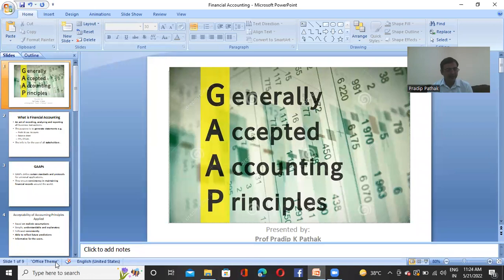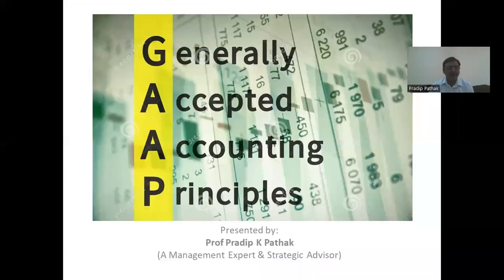I think it's visible to all of you. This is the topic of the day, generally accepted accounting principles, and this is a way of getting enrolled into the basics of accounting, which is a prerequisite for anybody who's trying to explore further possibilities in financial management or corporate finance. So let us go ahead.